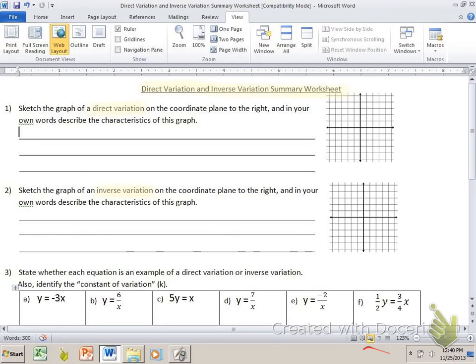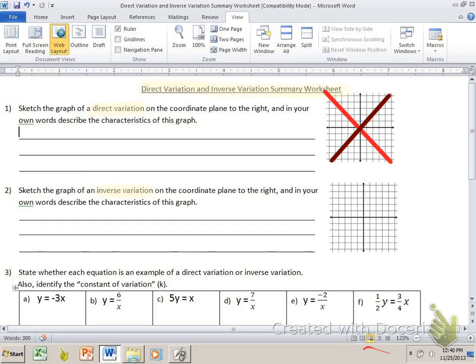Okay, let's first take a look at the direct variation and inverse variation summary worksheet. On this worksheet, the first two questions are basically going to summarize the difference between a direct variation and an inverse variation. When you are looking at a direct variation, its graph, just remember you're looking at a line that crosses through the origin, and it's a diagonal line. Okay, it can have a negative slope like that. It can have a positive slope like this one.